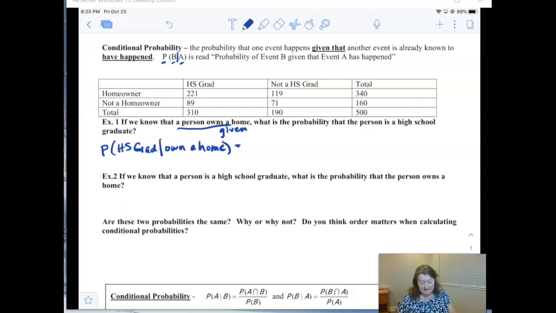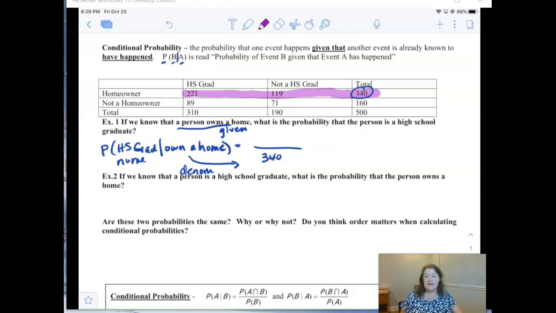That means anything under here is the denominator, right? So the denominator is going to be how many own a home. Homeowners, if I go over here, is going to be this number right here, 340. And then the numerator is going to be the high school grads that are part of that list, right? So I'm looking only in this row. Those are the only numbers I can use to add up to 340, and the numbers that make the 340 that are high school grads would be the 221.